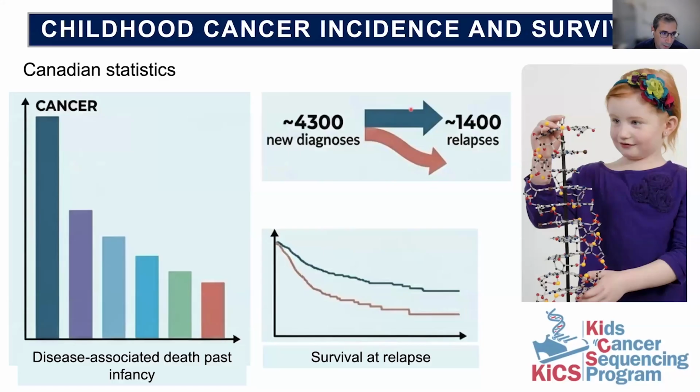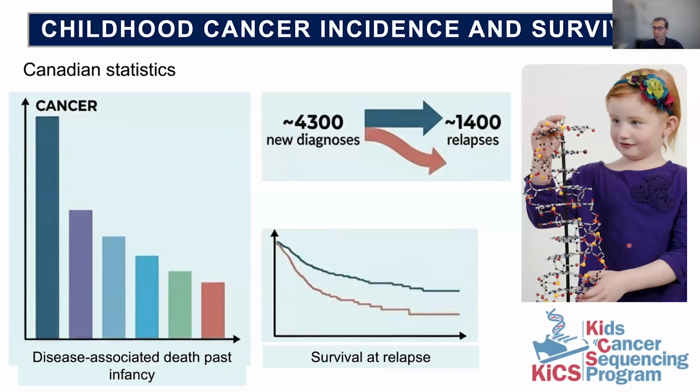And here's the challenge that we're facing: still in high-income countries such as Canada, the US, and the UK, disease-associated death past infancy is really still dominated by cancer. In a population of about 80 million, which is the population of Canada, we have about 4,300 new diagnoses of pediatric cancer per year. In that, there are about 1,400 kids who will relapse or develop refractory disease or develop metastasis. And it's really at that point when the survival begins to drop tremendously. That's true whether you're talking about brain cancers, sarcomas, solid cancers, or liquid cancers, leukemias.